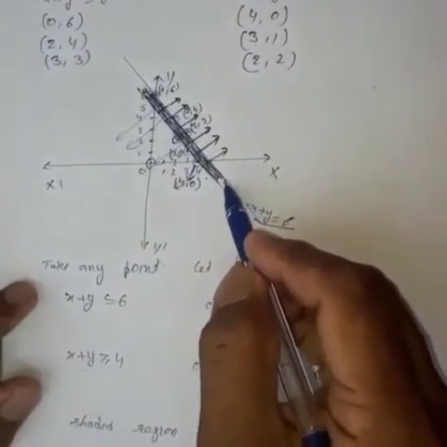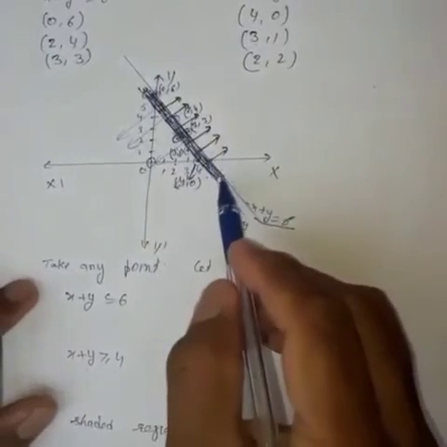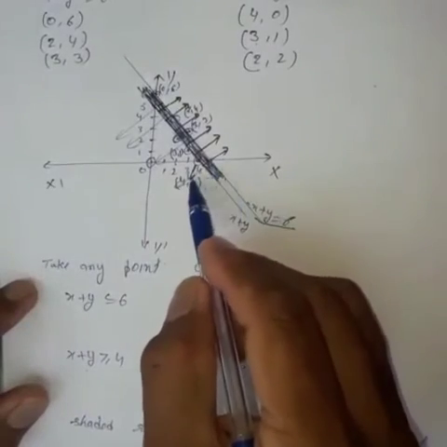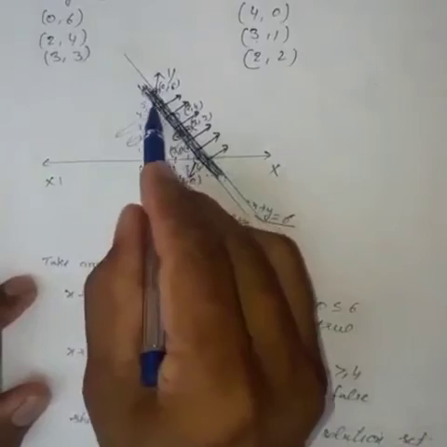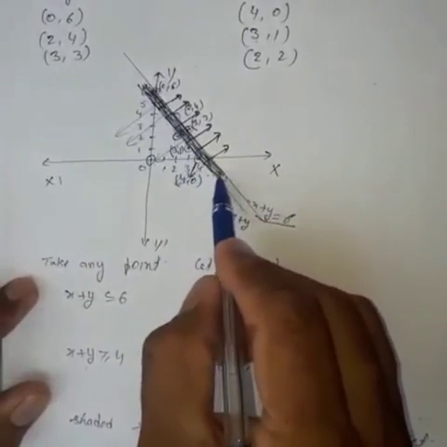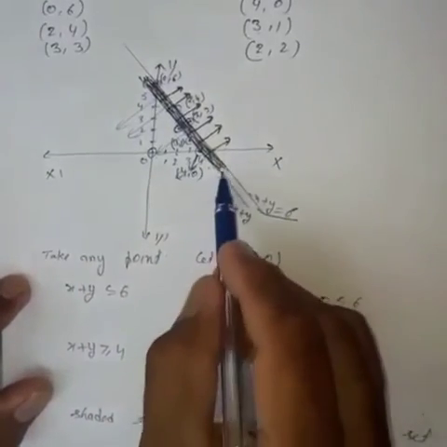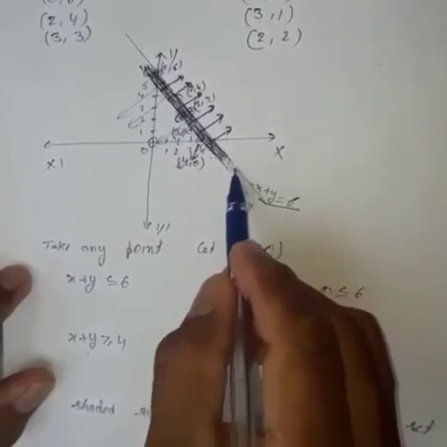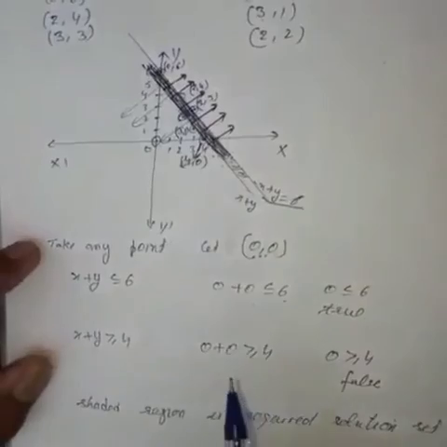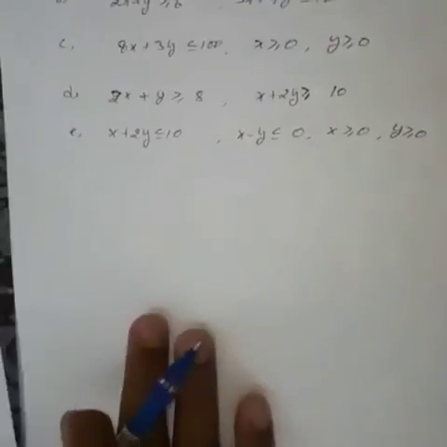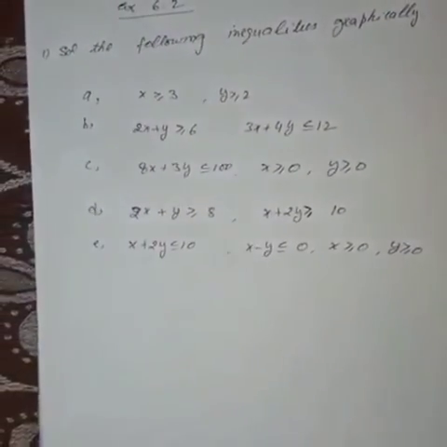Now you have to find the common region. It means for this line we have to be below, for this line we have to be above. So the area lying between the lines is the required solution set. So you can shade it, and this is the required area. I hope it is clear. You try to solve these questions. Thank you.